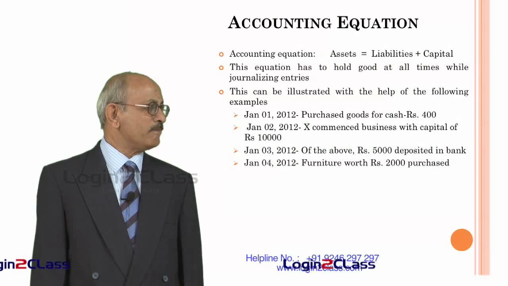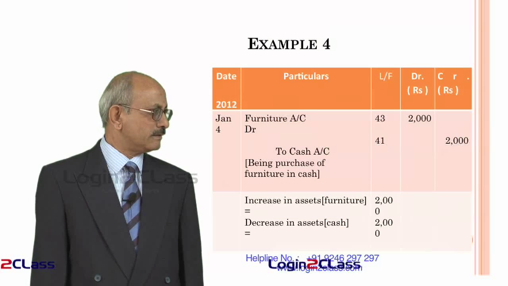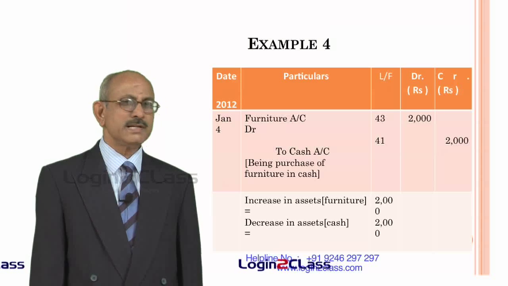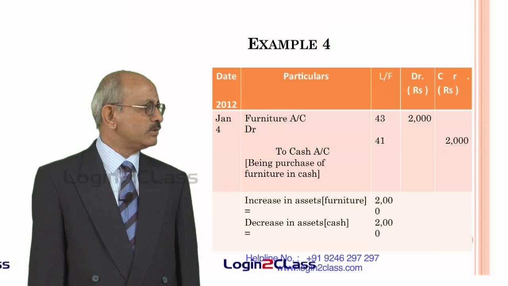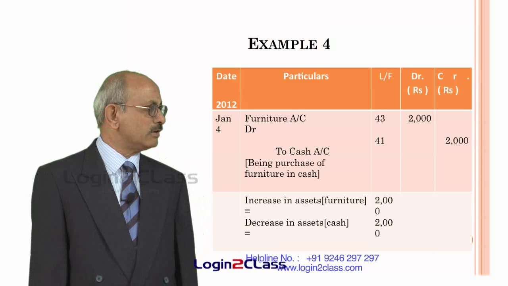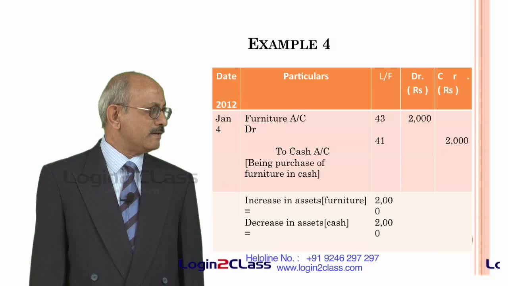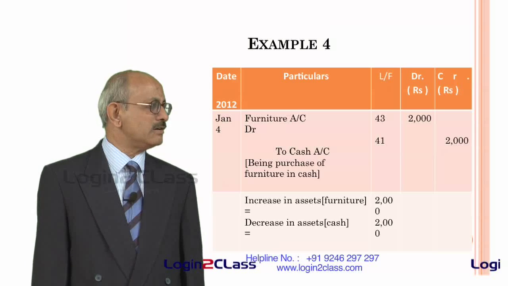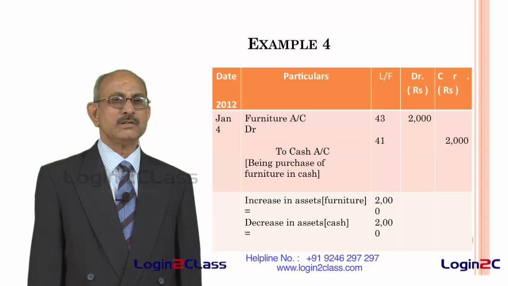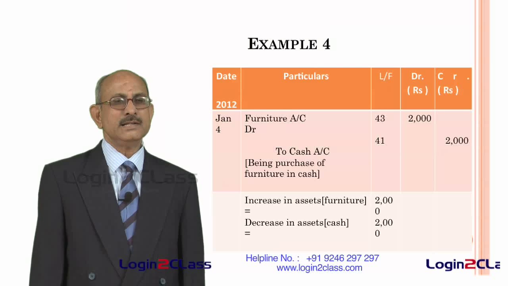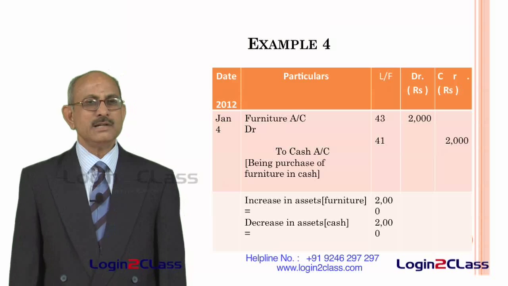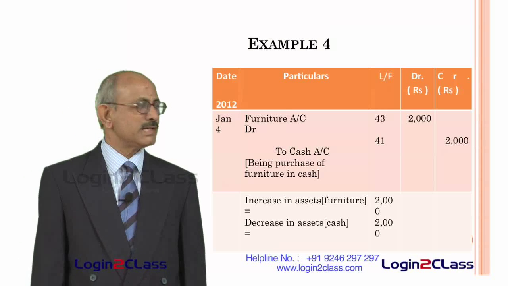So example 4, if we take furniture bought for cash. So we have debited the furniture account with 2,000 rupees and the cash account has been credited with 2,000 rupees. So here what has increased? Assets in the form of furniture have gone up by 2,000 rupees, whereas assets in the form of cash have gone down by 2,000 rupees. Therefore the left hand side does not change at all, because an increase in one asset is compensated by a decrease in another asset, and therefore there is no need to change the right hand side of the equation.